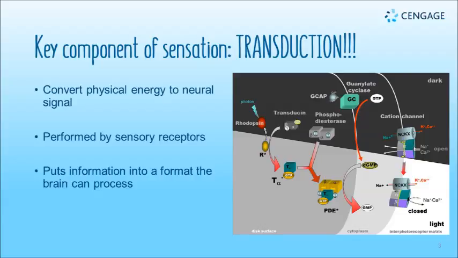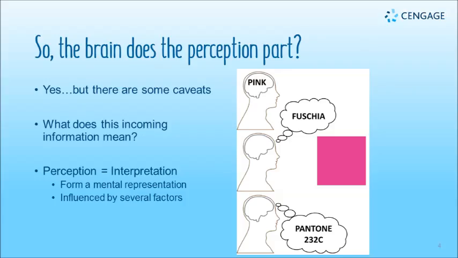It's this conversion. So what you're saying is that the brain does the perception part. Yes, but there are some caveats. What's happening in the brain is that it's getting all of this incoming information, and it really has to try and make sense of it. So perception is this really active process of constructing some kind of mental representation. You can think of it as interpreting what's coming in from the sensory receptors.